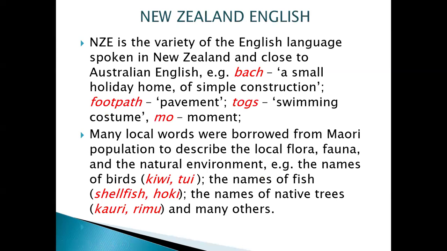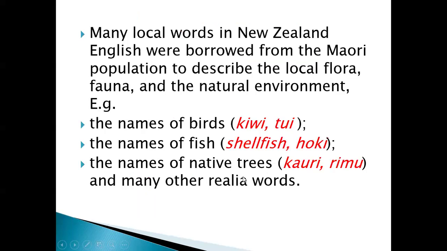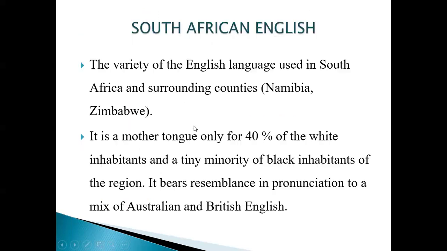New Zealand variant of the English language is a variety of the English language spoken in New Zealand and close to Australian English. Many local words were borrowed from the Maori population to describe the local flora, fauna, and the natural environment. For example, names of birds and others. And here you can see some variants of that. The names of birds, the names of fish, the names of native trees, and many other realia words.